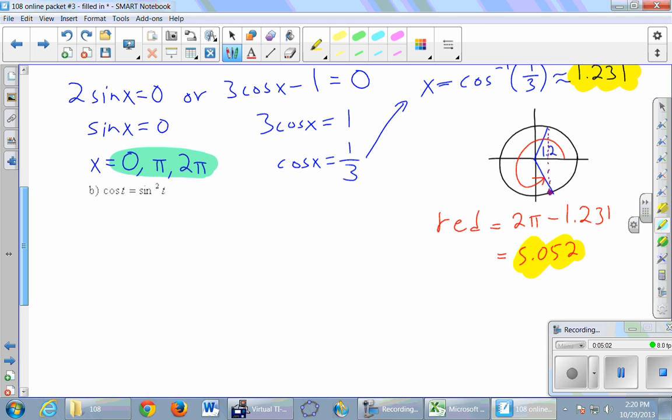Part B, cosine of t equals sine squared of t. So the problem here isn't that the angle is different, because the angle in both trig functions is just t. They match each other, which is great for us.